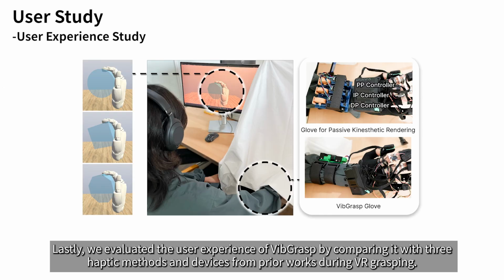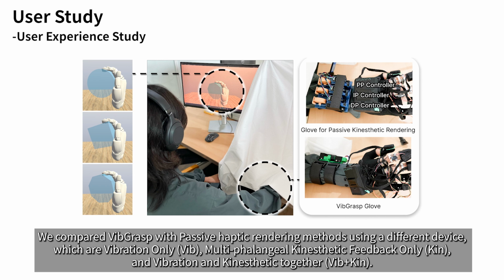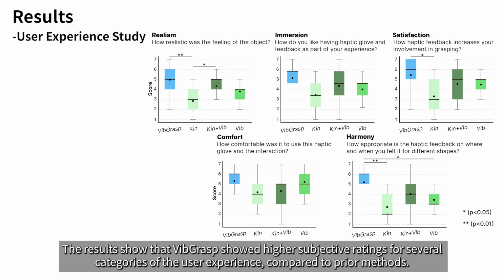Lastly, we evaluated the user experience of VibGrasp by comparing it with 3 haptic methods and devices from prior works during VR grasping. We compared VibGrasp with passive haptic rendering methods using a different device, which are vibration only, multi-phalangeal kinesthetic feedback only, and vibration and kinesthetic together. The results show that VibGrasp showed higher subjective ratings for several categories of user experience compared to prior methods.